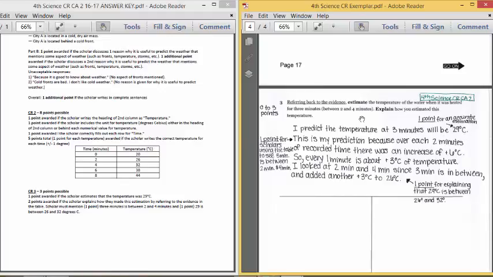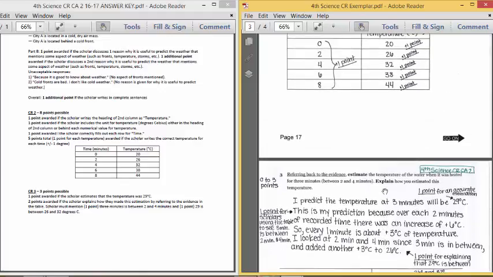They get 1 point for explaining how they made the estimate using evidence from the table, and then they also will receive 1 point for explaining how they figured out that 29 is between 26 and 32. So for example, they could write something like, this is my prediction because over each 2 minutes of recorded time, there was an increase of 6 degrees. So every 1 minute was about 3 degrees increase of temperature. I looked at 2 minutes and 4 minutes, since 3 minutes is in between, and added another 3 degrees, which is half of 6, to 26 degrees Celsius.